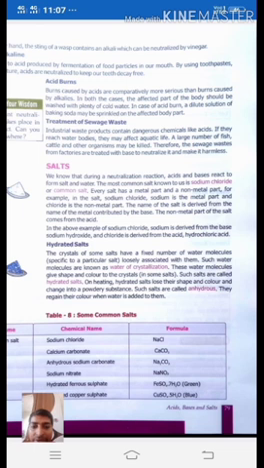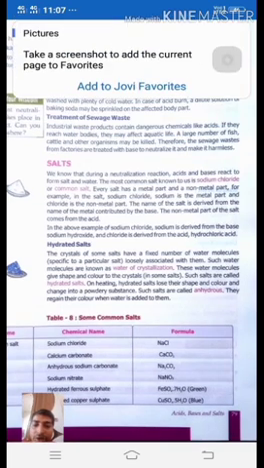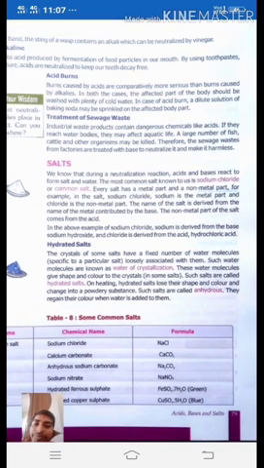On heating hydrated salt, the salt loses its shape and color and changes into a powdery substance. Such salts are called anhydrous. They regain the color when water is added to them, right? Anhydrous means when water is not present. Hydrated means when water is present.